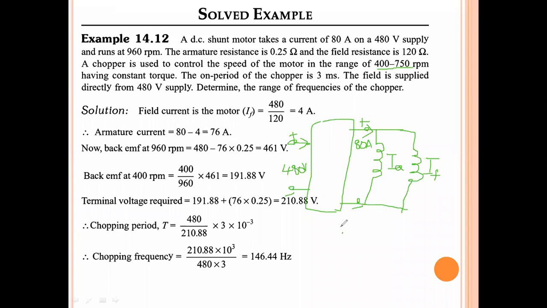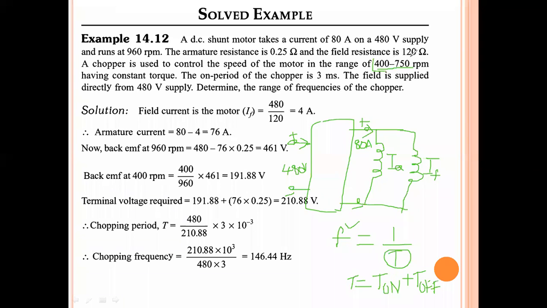But how will we calculate the frequency of the chopper? Frequency f is equal to 1 by T. So this T is the total time period of the chopper, which we have seen is the on time plus the off time. In order to determine the frequencies, we need to calculate this total time period. If we calculate the total time period, then we can calculate the frequencies for this particular range.